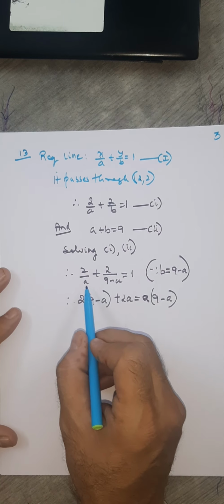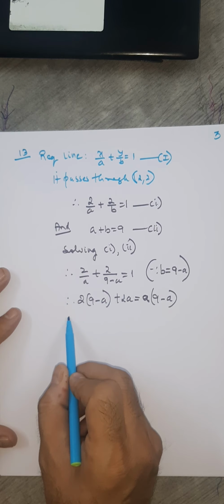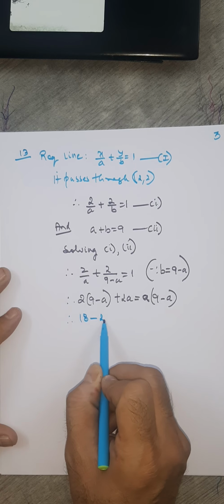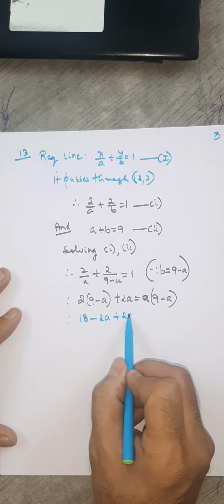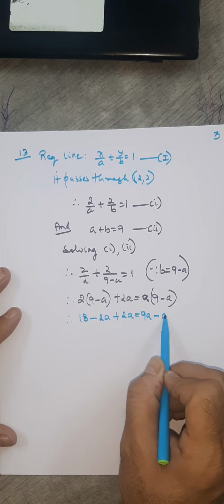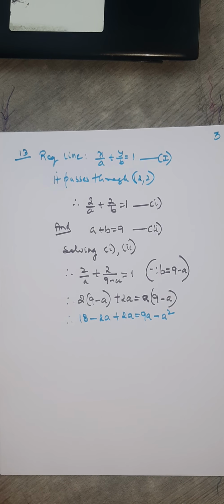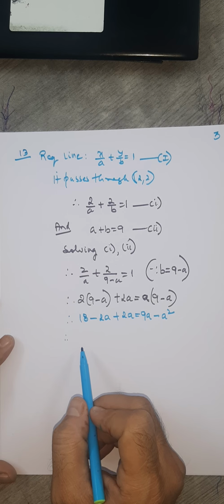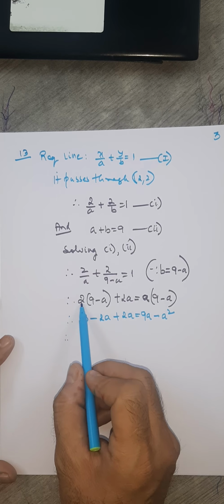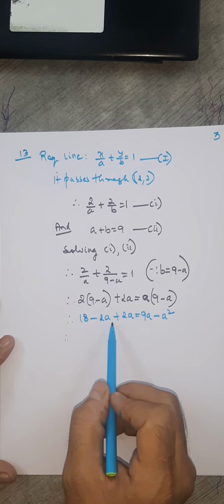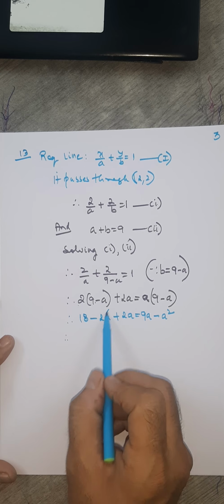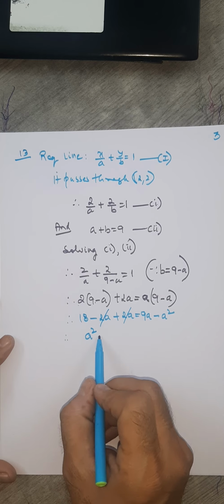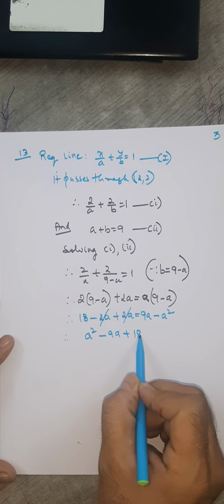Cross multiplication, and then I took everything on the right hand side. So this is 18 minus 2a plus 2a, and this is 9a minus a squared. I have just simplified by taking the cross multiplication. Let me just open this: 18, minus 2a plus 2a, so this will get cancelled. You will get a squared minus 9a plus 18 equals 0.